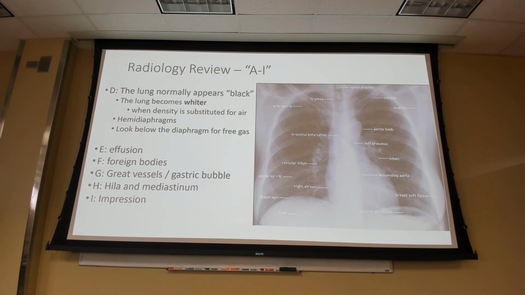We also want to look at our great vessels and our gastric bubbles. You typically do have the gastric bubble there on the left. And when we're looking at the great vessels, we normally have our aortic knob. We also have our ascending aorta on the right, which usually shouldn't cross that right heart border. If it does, we typically say it's a little bit enlarged. And then we obviously want to look at our hila and mediastinum, and then we want to give our overall impression of what we think of this film.